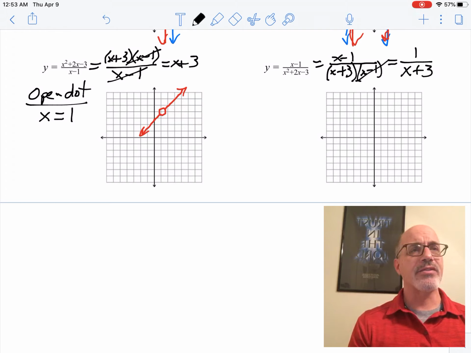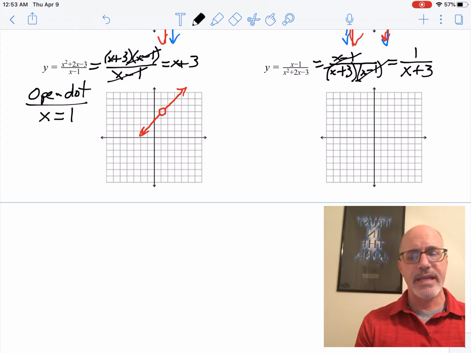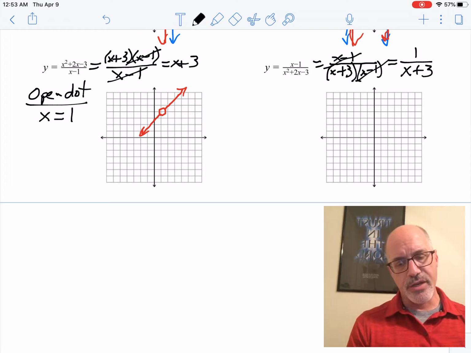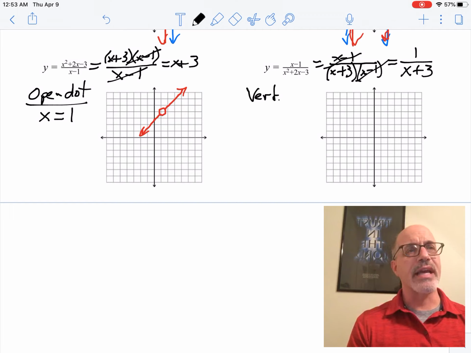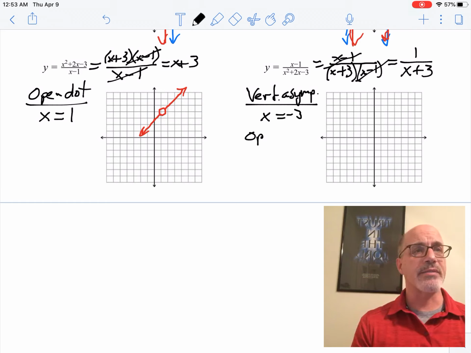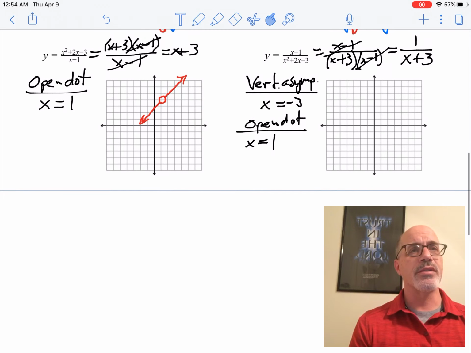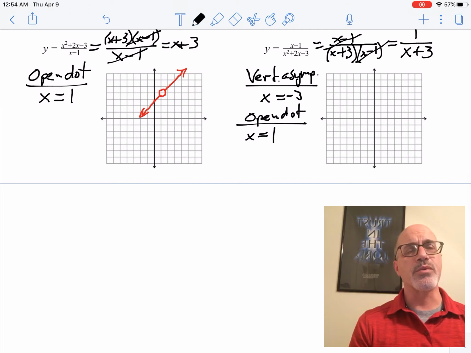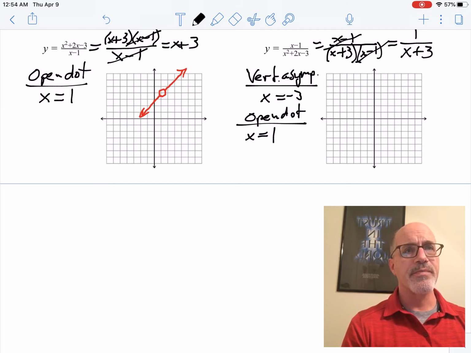And that canceled factor of x minus 1 becomes an open dot, whereas the one that doesn't cancel, the x plus 3, which gives us x equals -3, is a vertical asymptote. So the one that doesn't cancel, vertical asymptote. The open dot at the one that does cancel, x equals 1. So when we draw our graph, we'll make sure we start with the vertical asymptote. So at x equals -3, we'll draw that vertical asymptote.